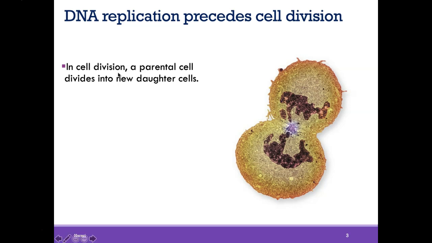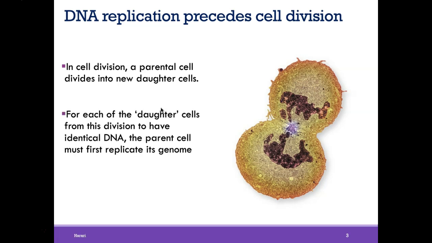In cell division, a parental cell divides into two daughter cells. So we call the original cell the parental cell, or the parent. And as that cell divides, it divides into two daughter cells. And for each of the daughter cells from the division to have identical DNA, the parent cell must first replicate its genome. Right, this makes sense.